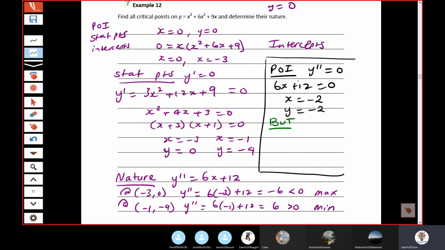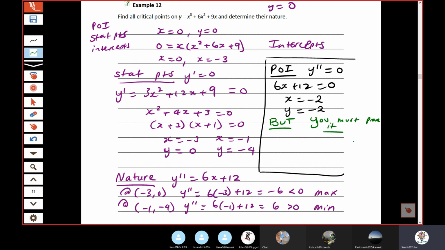But with these guys, with points of inflection, you must prove it. You must prove it. So all you've done is just some math. You just differentiated something. I mean, you can differentiate a third time if you want, or a fourth time. So what? You just made it equal to 0. So with points of inflection, unfortunately, you have to prove it.